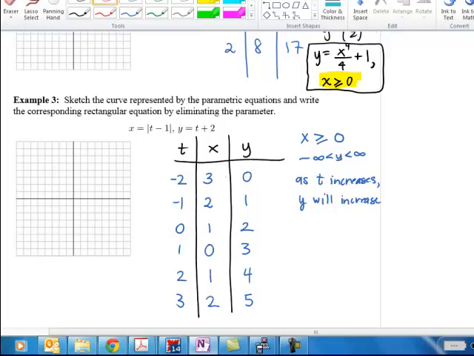So we've got 3, 0. When t equals -2, 2, 1. When t equals -1, 1, 2. When t equals 0, 0, 3. When t equals 1, then 1, 4. So same x but a different y. 2, 5, again, same x as this other point but a different y. So what we see is it looks like an absolute value graph on its side. And if we draw directional arrows on here, as t increases, y is increasing, so we're following this graph upward.